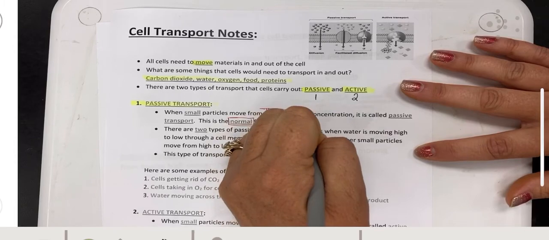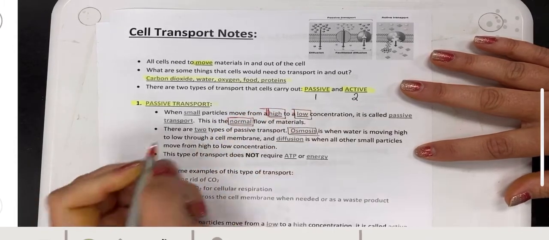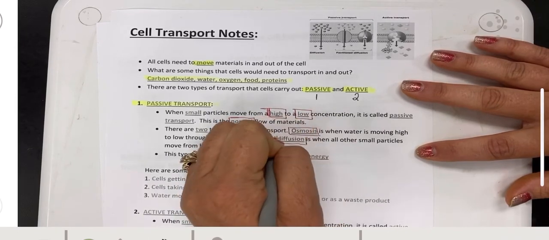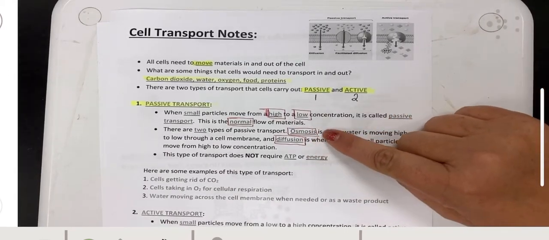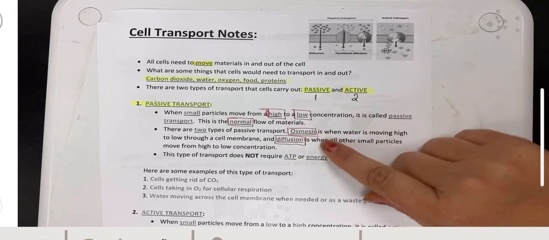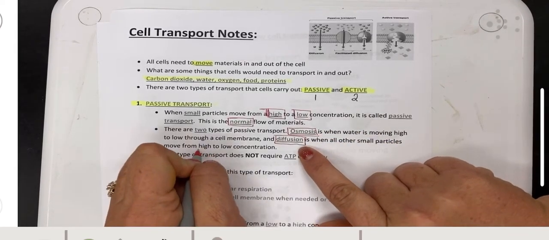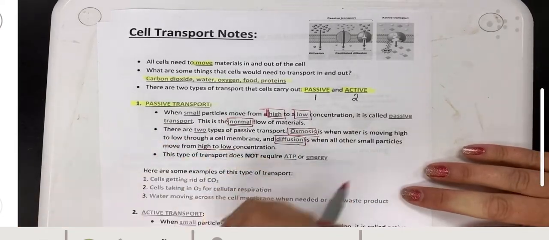Now, there's two main types of passive transport. There's osmosis, which is basically the diffusion of water. And then there's diffusion, which is the movement of particles from a high to low area. So the difference in these two is that osmosis is just the movement of water. Diffusion is the movement of anything, but all of this is from high to low. Okay, so that's really important to note.